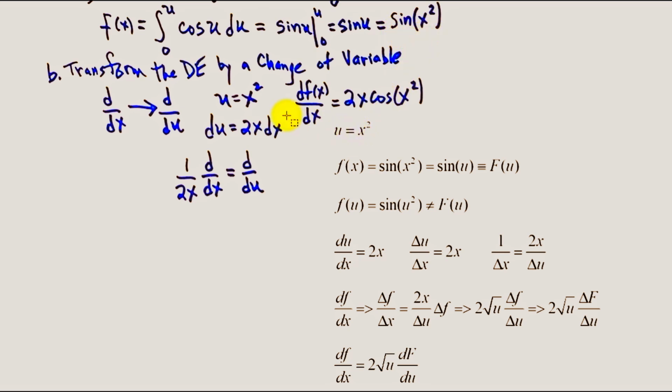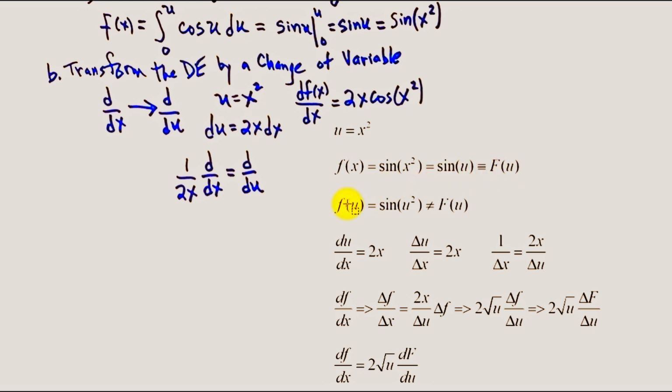So I have these here. u is x squared, and f of x is sine of the quantity x squared. Now, combining these, I replace the x squared with u, and I'm very careful that I want to use a different letter than f for the function of u. But you say they're the same. Why do that? Well, here's why.